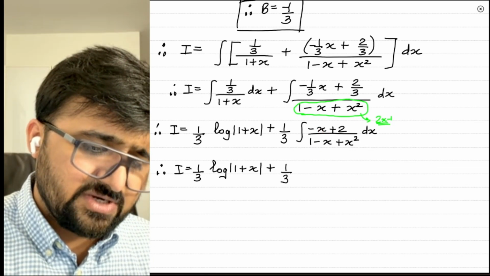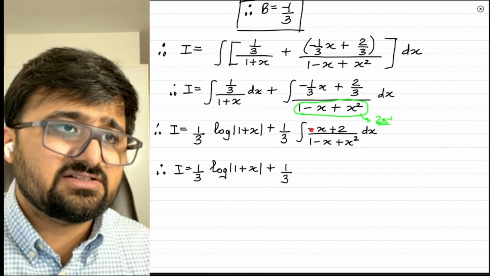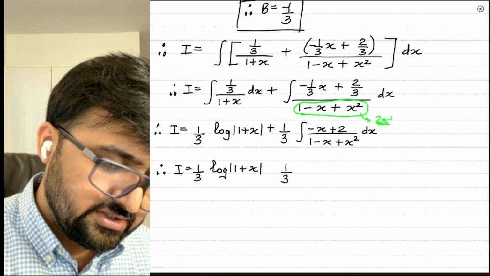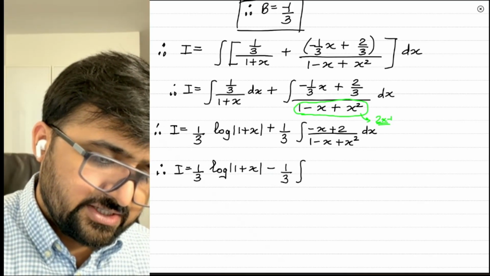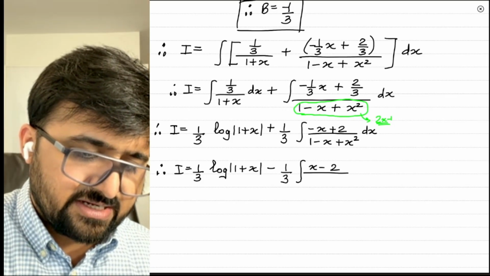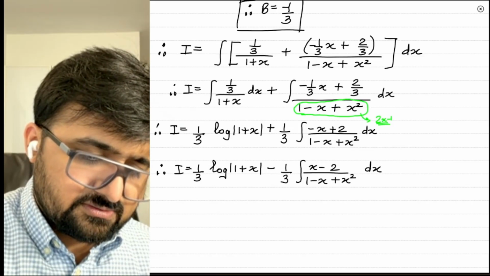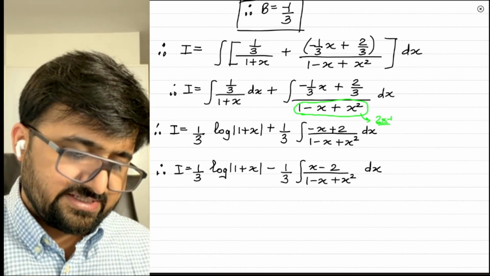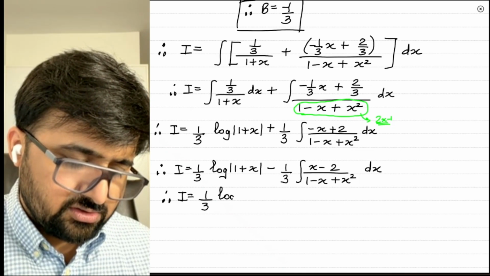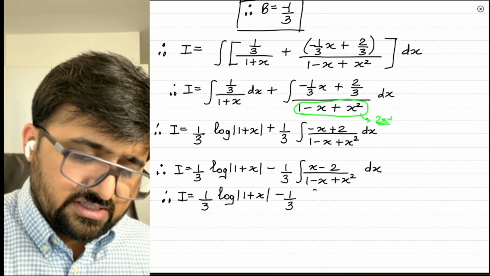So first you multiply and divide by 2. Also, since we need plus 2x, this minus, also take it out. So just take minus out of the numerator. That will first become, instead of minus x plus 2, it will become x minus 2 now, because we are writing the minus sign here. And you get 1 minus x plus x square. So we are trying to adjust that derivative 2x minus 1. Therefore, our I will become 1 by 3 log mod 1 plus x minus 1 by 3 integration of.